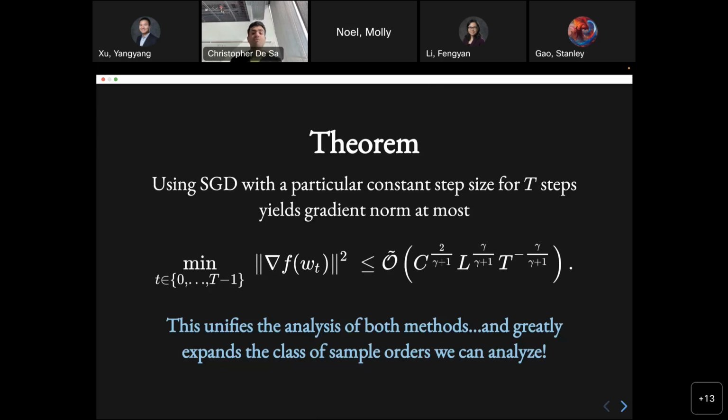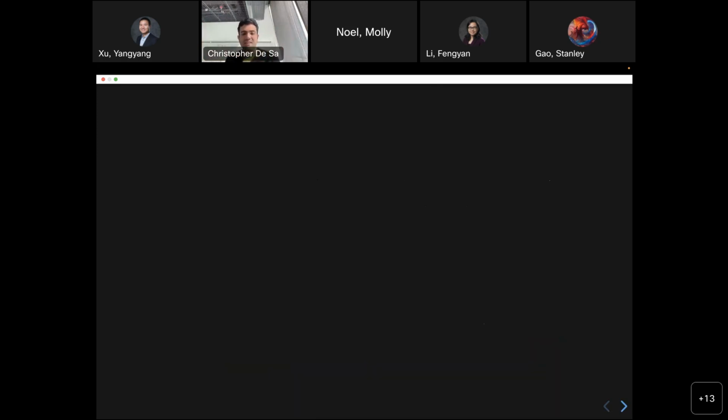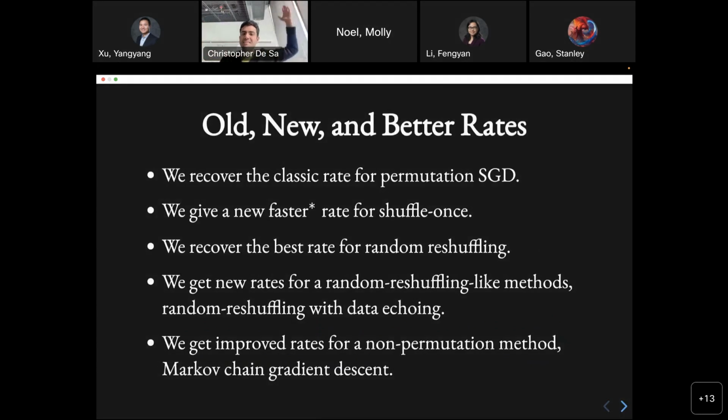But it also greatly expands the class of sample orders that we can analyze. So any sample order for which we can reliably say something about how fast averages of consecutive example gradients converge to the full batch gradient, we can automatically use that and get a proof of convergence of SGD. And this is really useful because it immediately lets us recover old and new rates, sometimes rates for things that haven't been analyzed before, and even rates that are potentially better than what has been done.